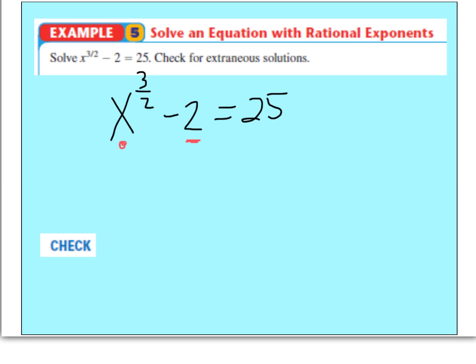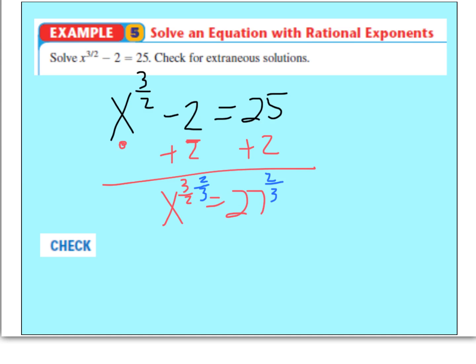So to get the x by itself, I'm going to add 2 to both sides. So I'm left with x to the 3/2 equals 27. Now, to get rid of the little exponent 3/2, I multiply by its reciprocal of 2/3. So I have x equals 27 to the 2/3 power.